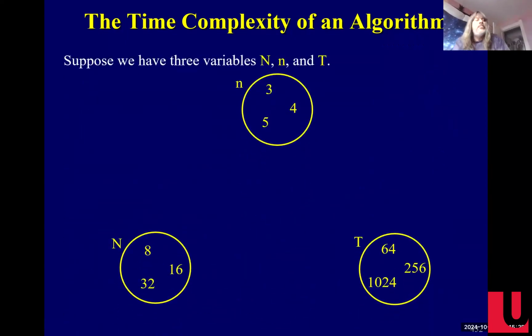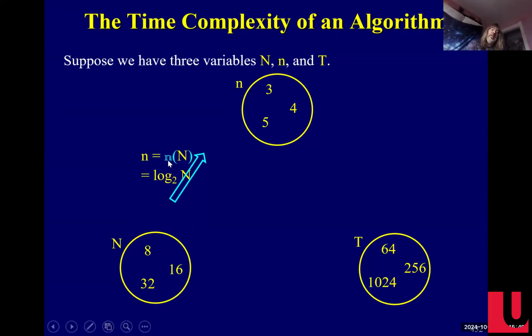All right, so here's the part that I'm adding. Suppose we have three values. So here's the set of values that little n might take on. It might be 3 or 4 or 5. Here's the set of values that capital N might take on. And we're going to talk about functions between them.